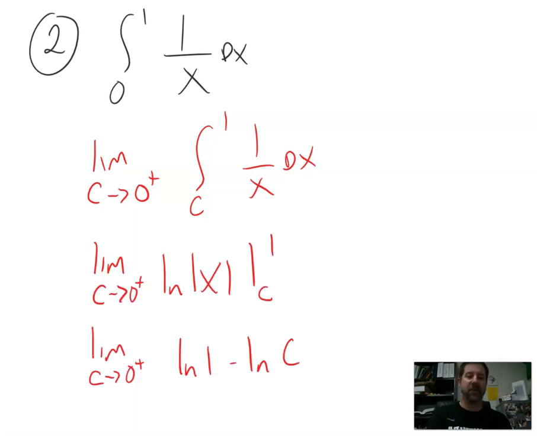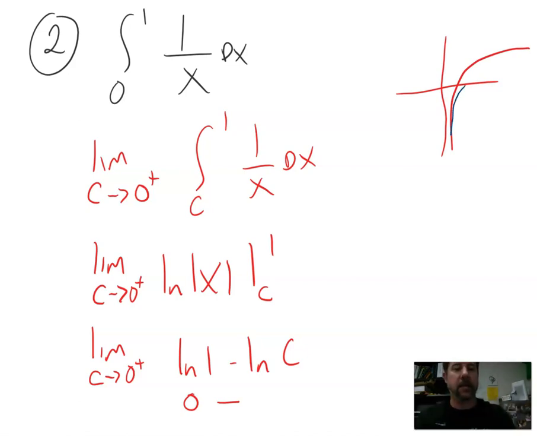When we take the antiderivative of that, I get the limit as c approaches 0 from the right of ln of absolute value of x, evaluated from c to 1. When I evaluate it, I get the limit as c approaches 0 from the right of ln of 1 minus ln of c. ln of 1 we know is 0, minus ln of c. Again, I can't plug in 0 to the natural log. But I can think about approaching 0 from the right: ln functions look like that. And so if I approach 0 from the right, then I'm approaching negative infinity.